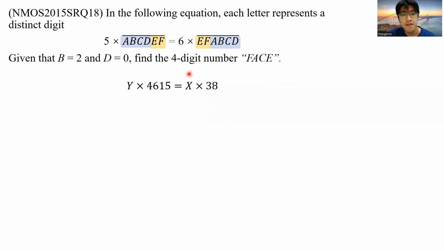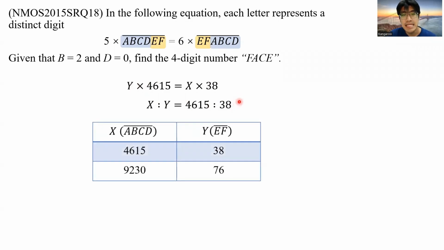Now, even though we have 2 unknown variables in this equation, we can't find the exact values for x and y yet. But at least from this equation, what can we get? Very good. We can obtain the ratio between x and y. Let us check. For a ratio, the product of the inner terms equals the product of the outer terms. So y times 4615 on the left-hand side equals the product of the outer terms, x times 38, which is correct. So now we have found the ratio of x and y.